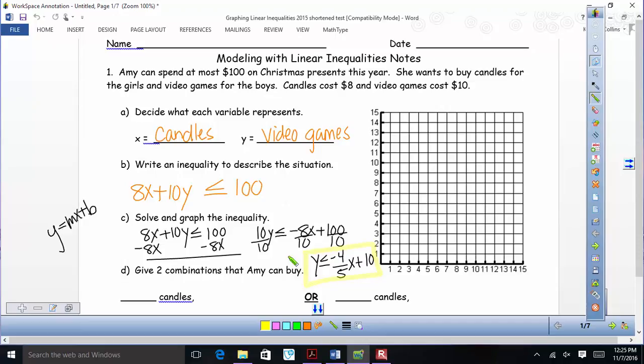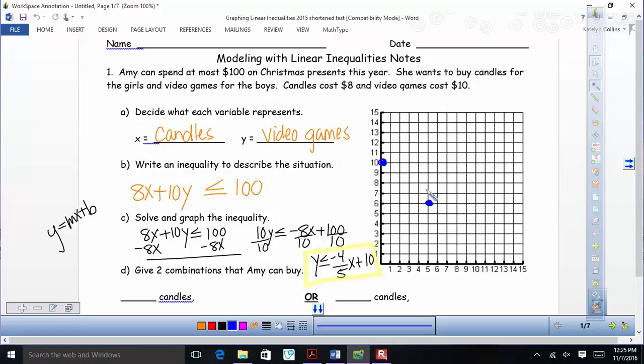The next thing we want to do, in order to be able to answer part D, is graph this first. So what do I graph first? 10. So I have to go to 10 on the x or the y-axis? The y. So I'm going up to 10. And then what's my slope? So I go down 1, 2, 3, 4, and over 1, 2, 3, 4, 5.